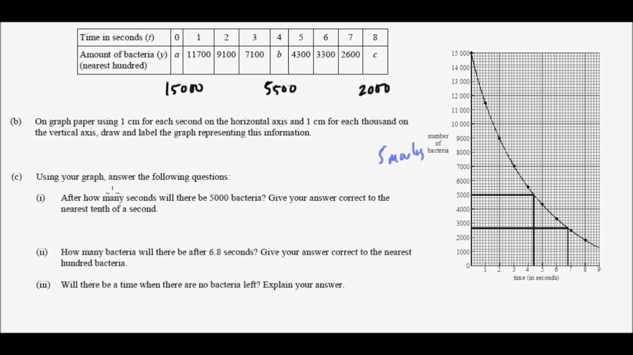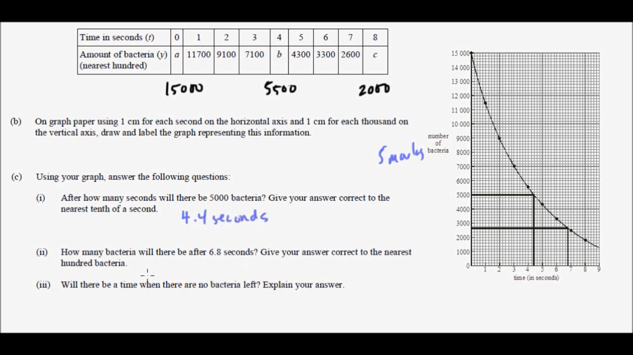Using your graph, answer the following questions. After how many seconds will there be 5,000 bacteria? Give your answer to the nearest second. So they want you to use a graph here. It's already drawn for you here. Make sure you have a ruler again. 5,000 goes straight across and straight down, and it looks to be around 4.4 seconds. They normally give you a little leeway, so if you said 4.5, you'd be fine.